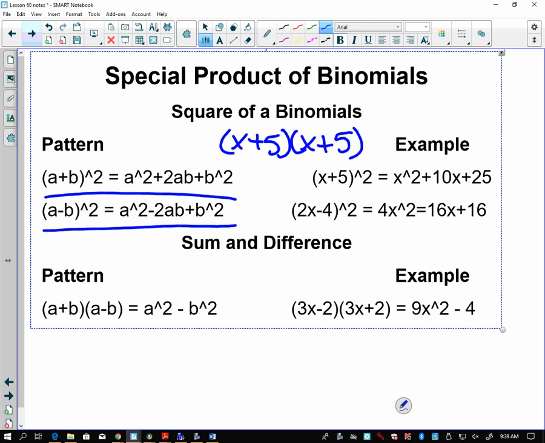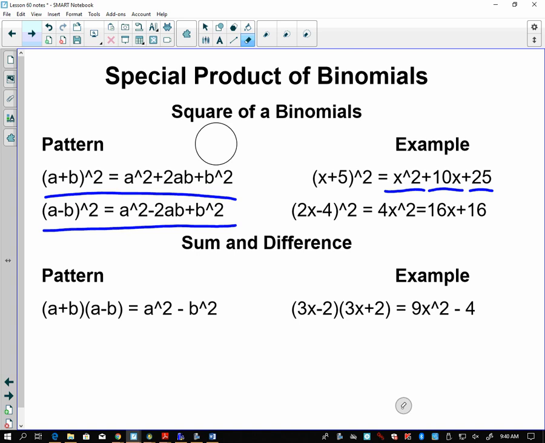Okay? What we get is x times x is x squared. Then we're getting x times 5, which is 5x. Then we're getting 5 times x, which is 5x. What's 5x and 5x? 10x, so we're able to combine like terms and get 10x. And what's 5 times 5? 25. So do we understand how that example works when we're taking x plus 5 squared? Okay, great.